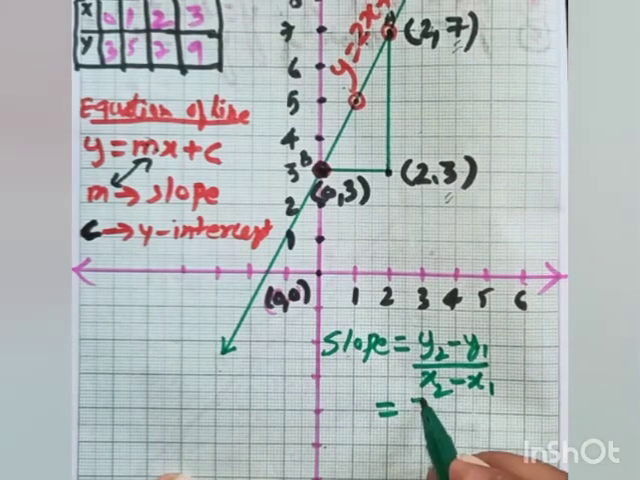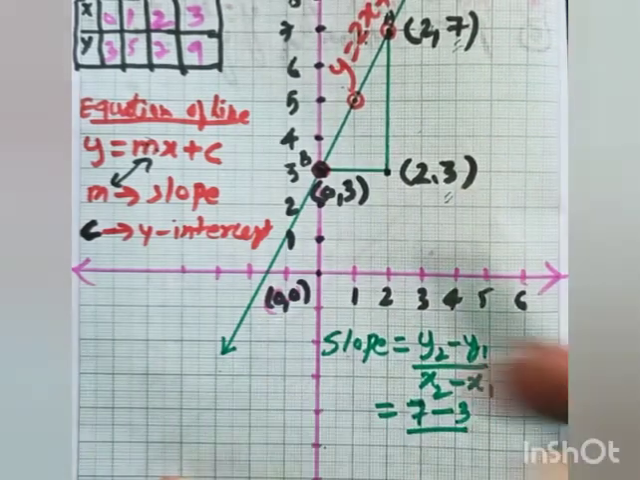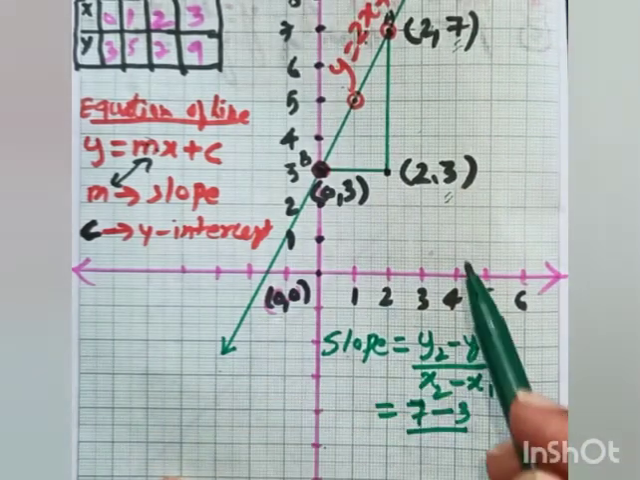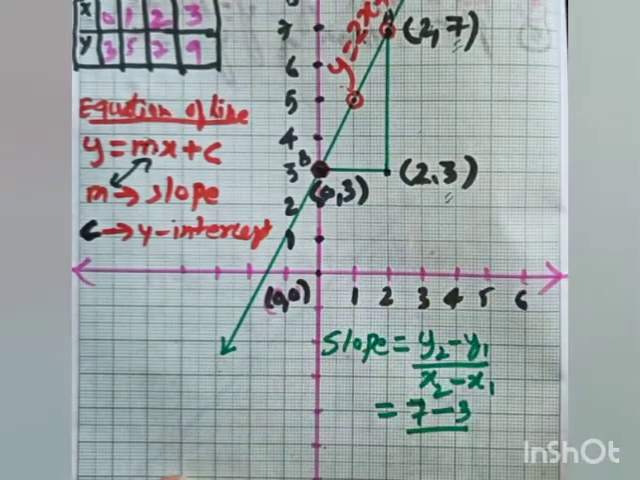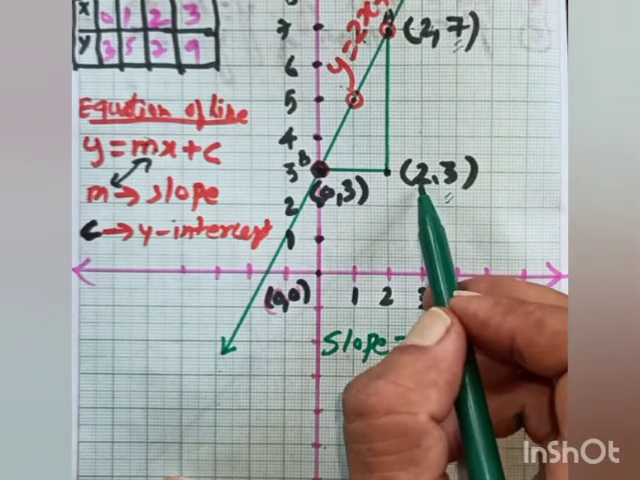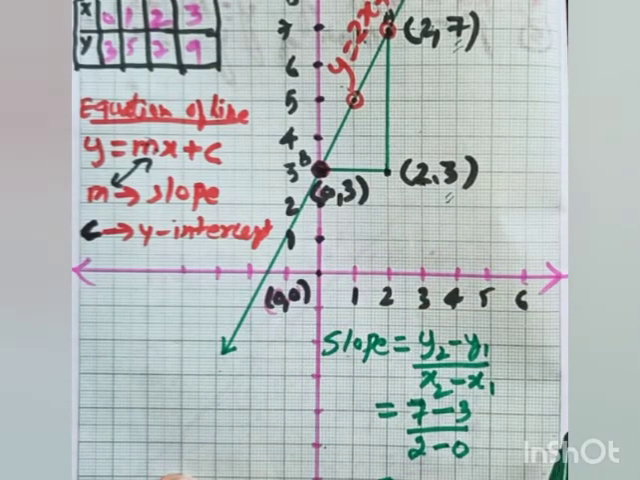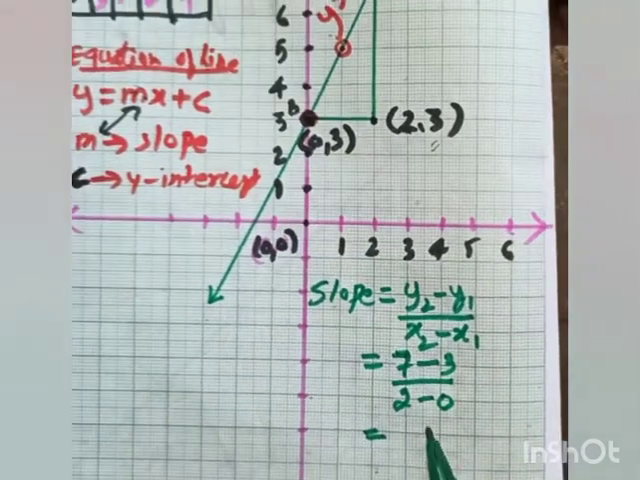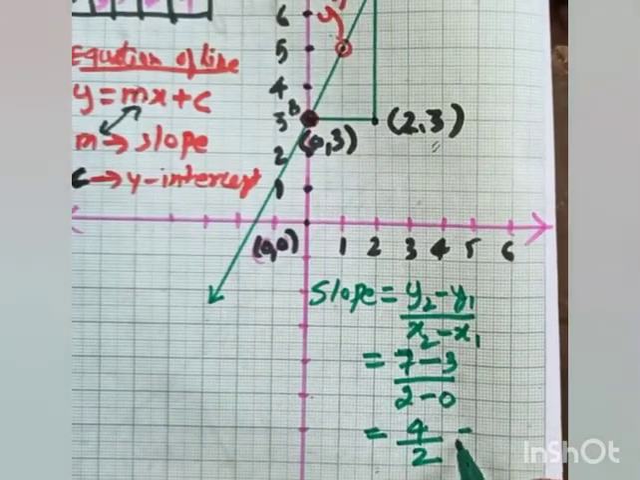So you have y2, which is 7, minus 3, and now we want the x distance. In the x distance, we take only the x values, so you see this x and y. Otherwise, if we take y, 3 minus 3 becomes 0, which has no meaning. So definitely the x distance is 2 minus 0. We'll write this 2 minus 0. So we get 7 minus 3 is 4, and 2 minus 0 is 2. Cancel this, you get 2.